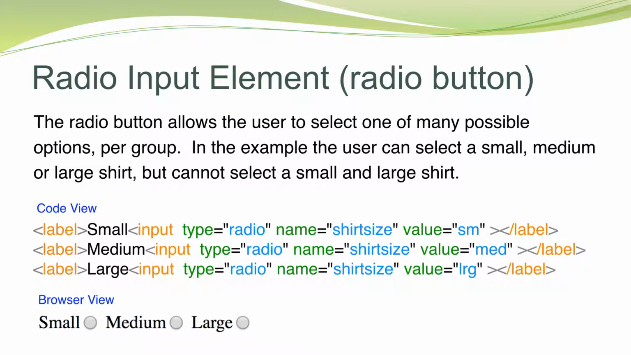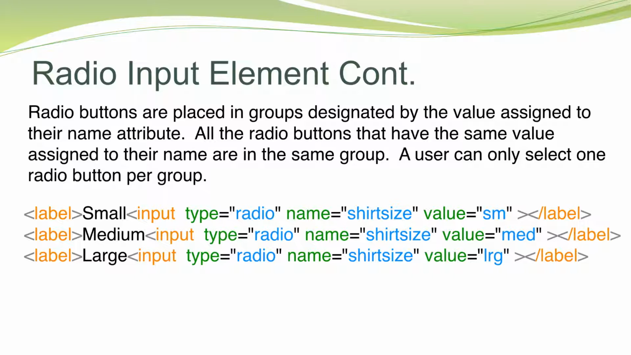The radio button allows the user to select one of many possible options per group. In the example, the user can select a small, medium, or large shirt, but cannot select a small and large shirt. As you can see from the example, the radio button is an input element with a required type attribute that has a value of radio. It also must have a value attribute where the value is representative of what the label text is. In the first line of our example, we have the value of SM, which is an abbreviation for the label text of small.